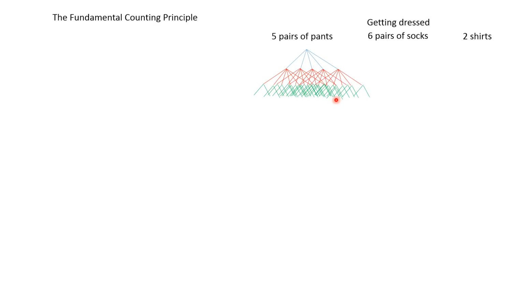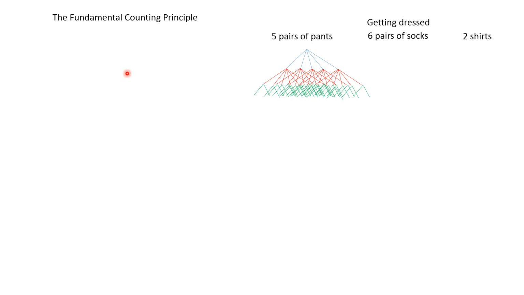But this is silly, especially because this is actually a fairly small type of problem. 5, 6, and 2 for our options, that's not a lot. Most of the times it'll be bigger. We don't want to have to make a diagram like this. And so that brings us to the fundamental counting principle. How can we count the number of ways without actually physically counting the number of ways?